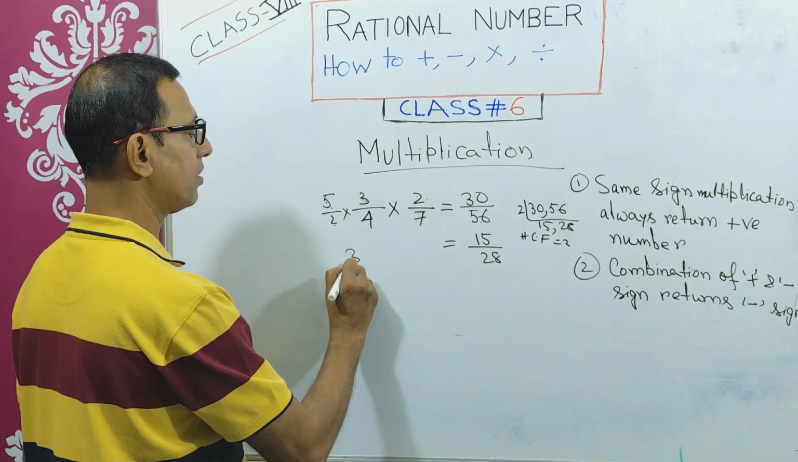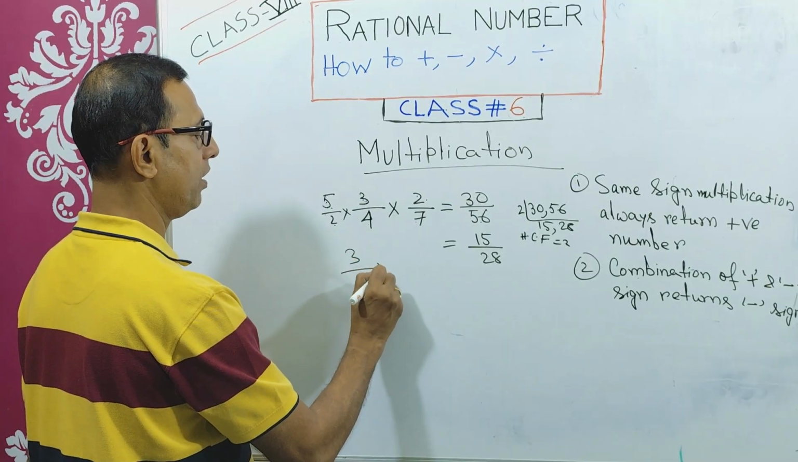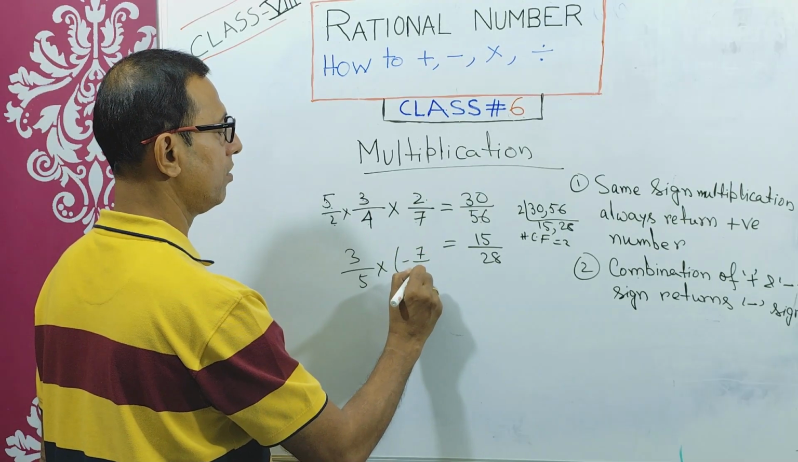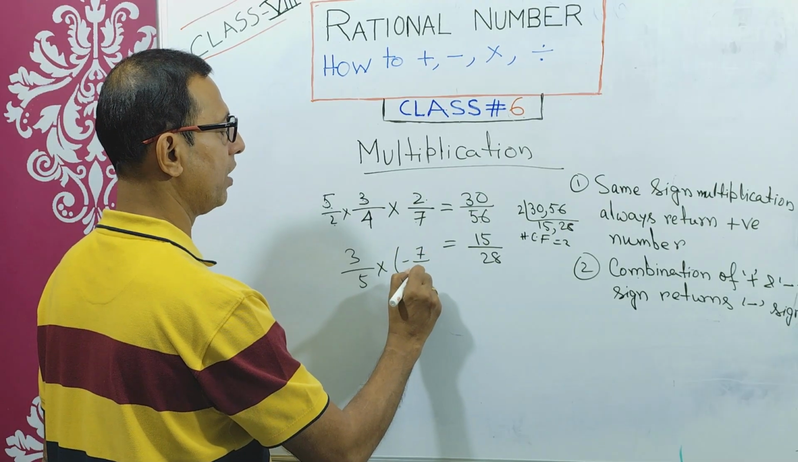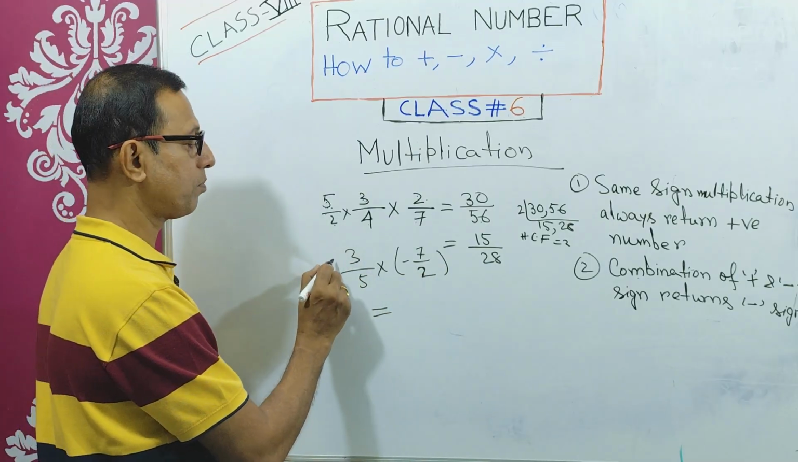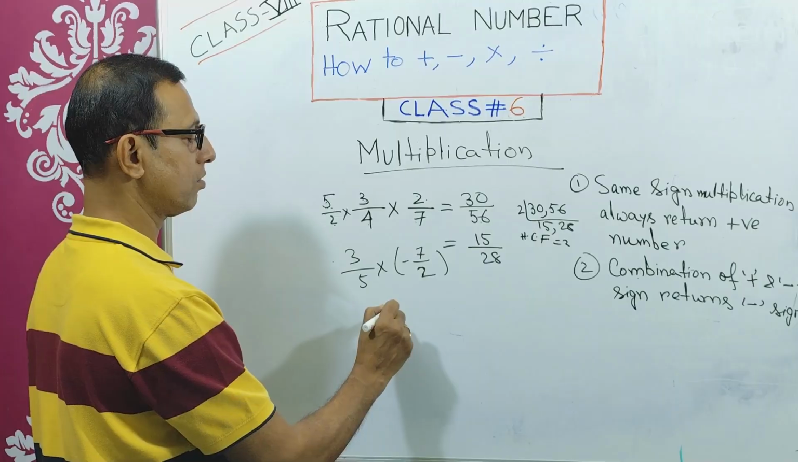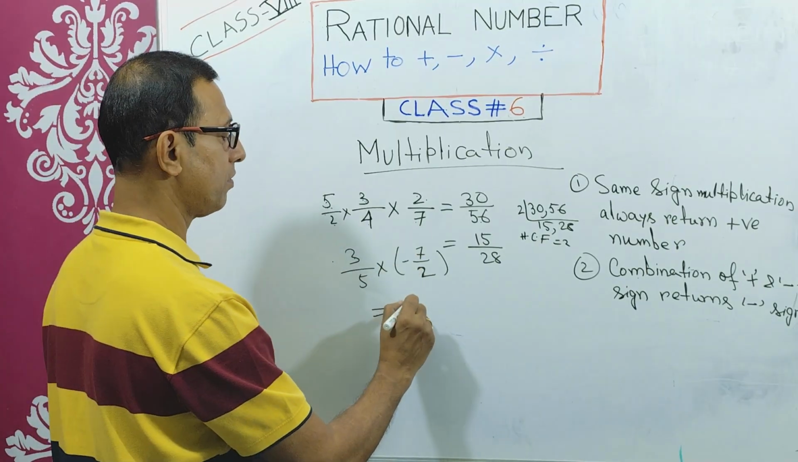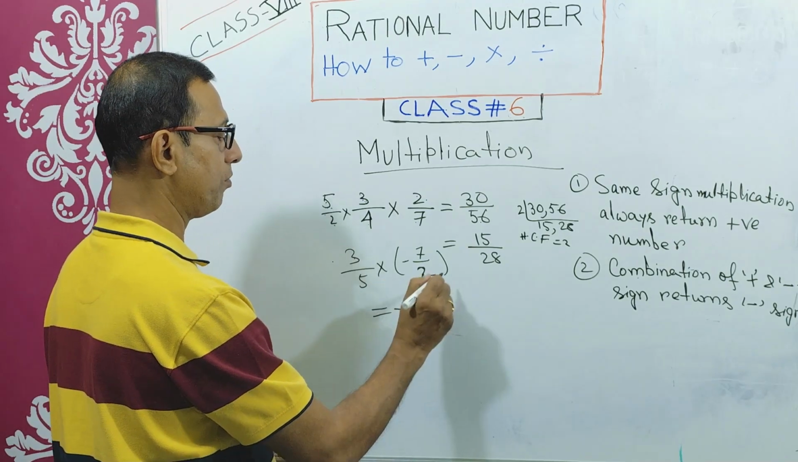Let's say there are two numbers, 3 by 5 into minus 7 by 2. So what will be the result? 3 by 5, it is plus, here it is minus. So the sign will be minus. Rest is the same. 3 7s are 21 and 5 2s are 10.